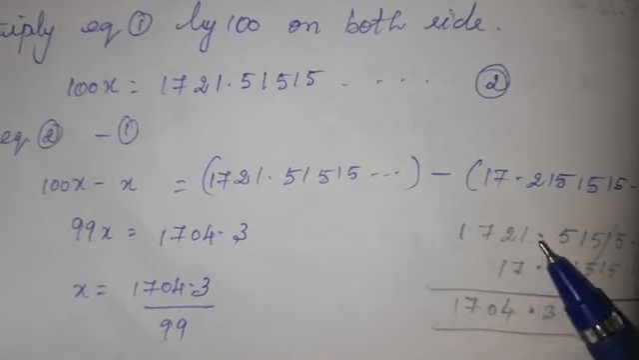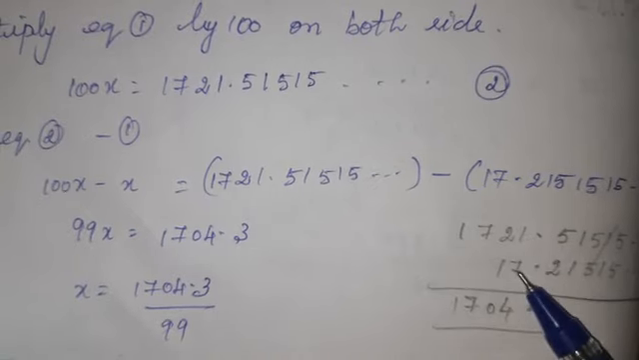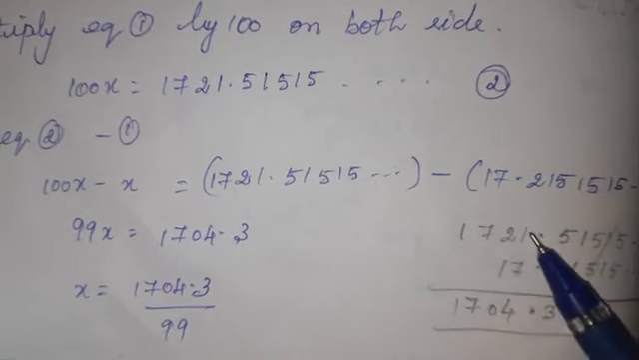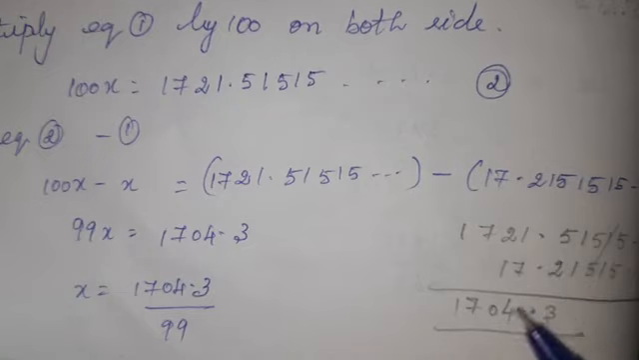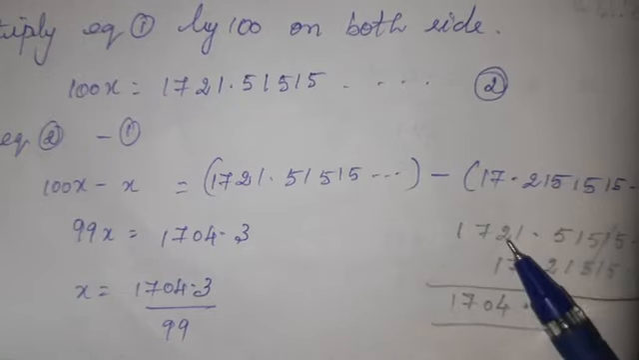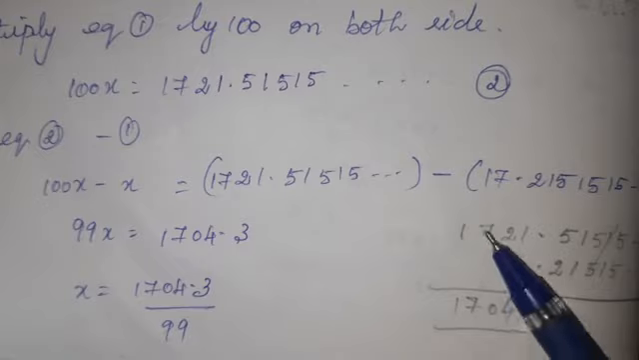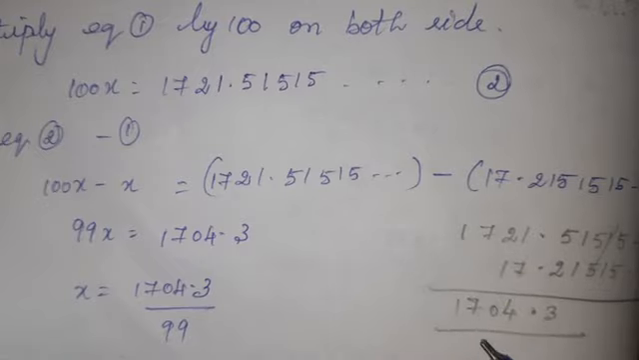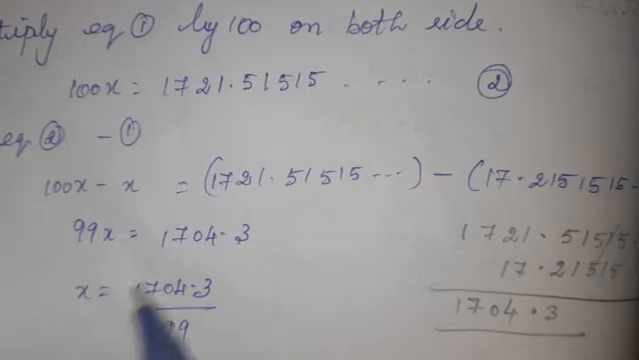Here you subtract, 1 minus 7 we are not able to subtract, so you should borrow here. It will come as 11. 11 minus 7 is 4. Here you will have 1. 1 minus 1 is 0. Then this number I am writing as it is. So our answer is 1704.3. Here I have written it.